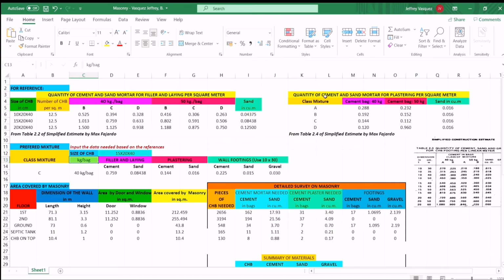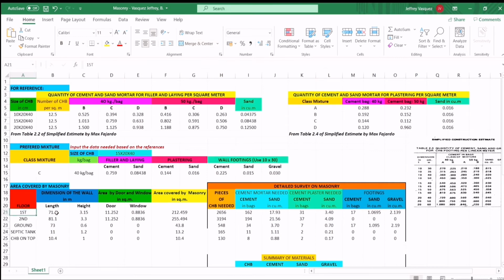So here is our classification of mixture, and we will use the class C mixture for our masonry works. For class C mixture, we have our filler and laying cement of 0.795 and 0.8438 sand, for plastering as well, and as well as for wall footings. To start with, we'll start with our first floor.